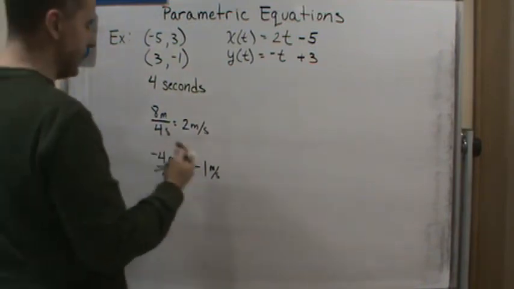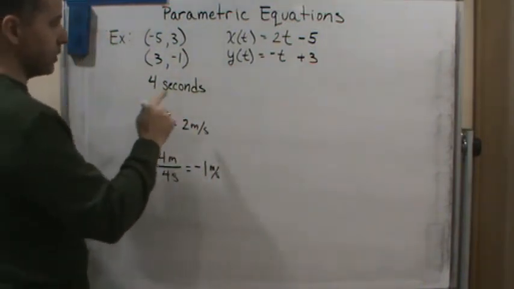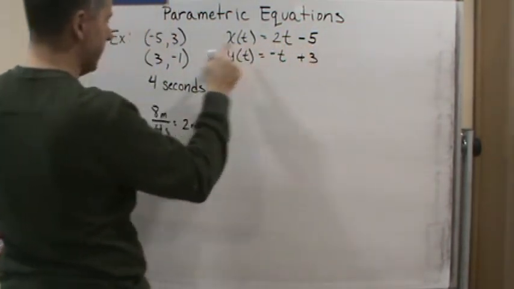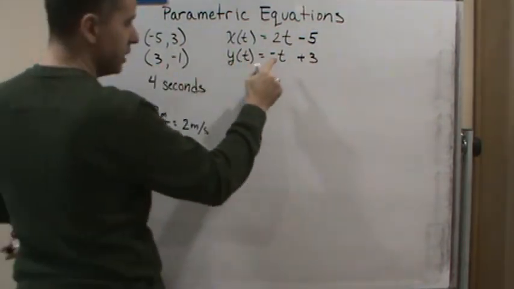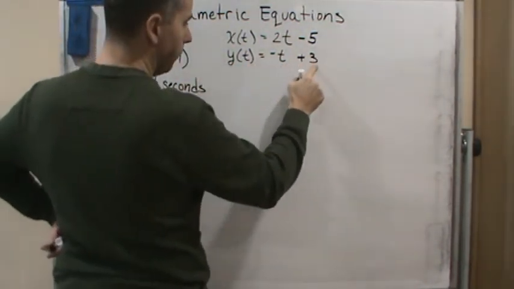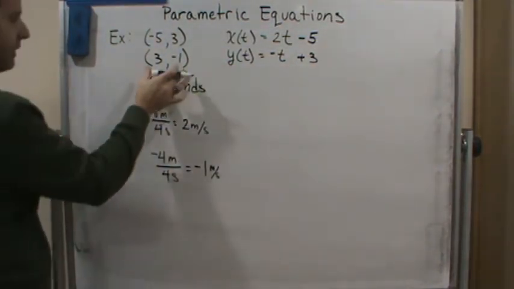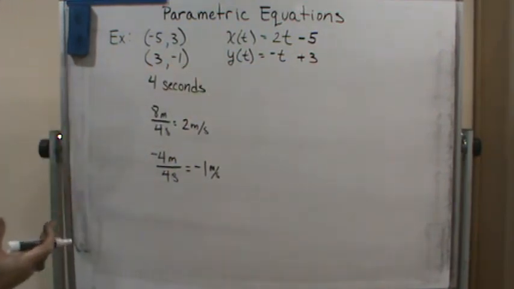Now, what if t is 4? If t is 4, we get 2 times 4, which is 8, minus 5 is 3. Boom. And when t is 4 here, we get negative 4 plus 3, which is negative 1. So we end up at the same point that they want us to. That tells me we did it correctly. Is that all they want us to do? Yeah, that's pretty much all they want us to do.